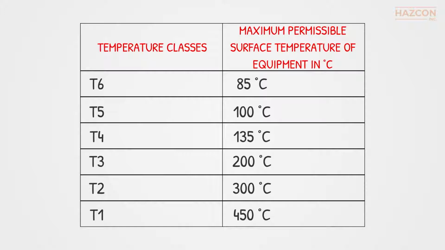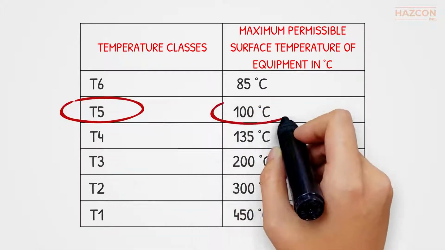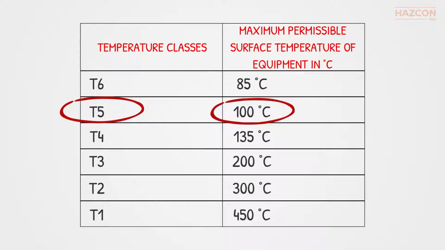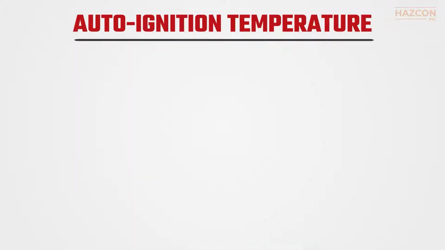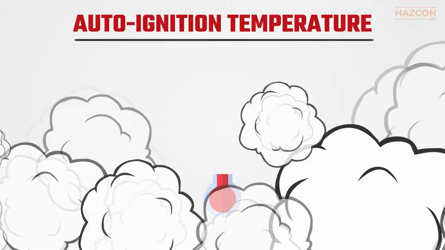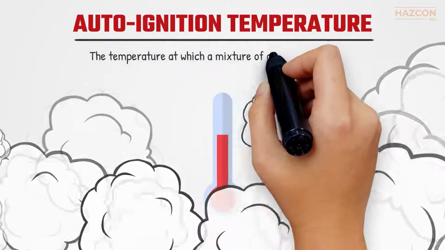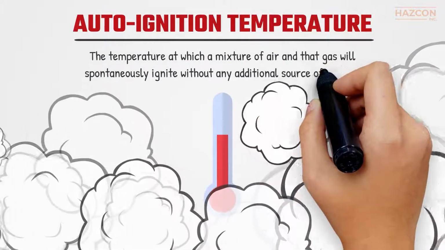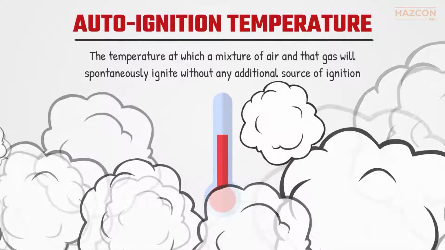What this table means is that a device classified as T5 will never attain a surface temperature higher than 100 degrees Celsius, which can be exposed to explosive atmospheres and cause an explosion. At the same time, we need to know the auto-ignition temperature of the gas in our hazardous location. This is the temperature at which a mixture of air and that gas will spontaneously ignite without any additional source of ignition.